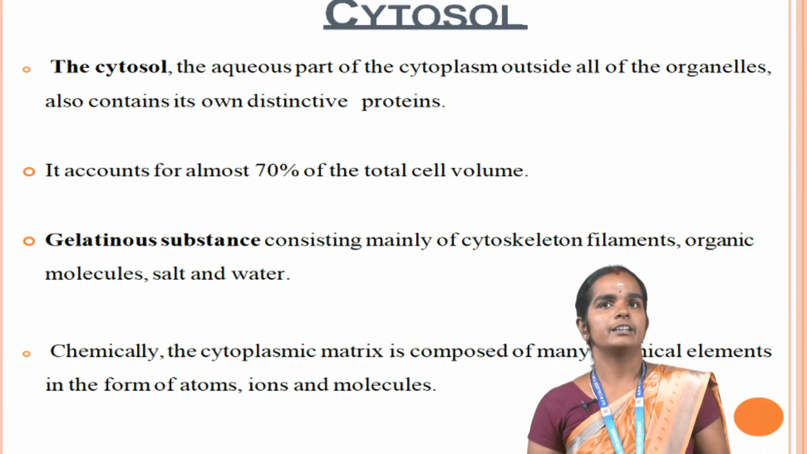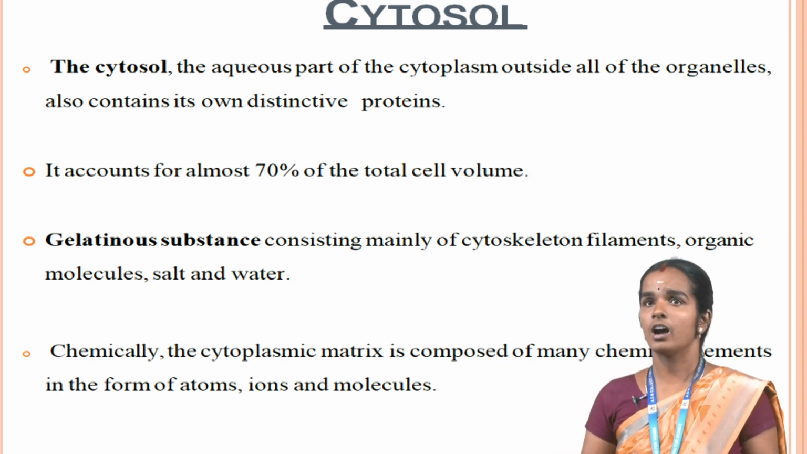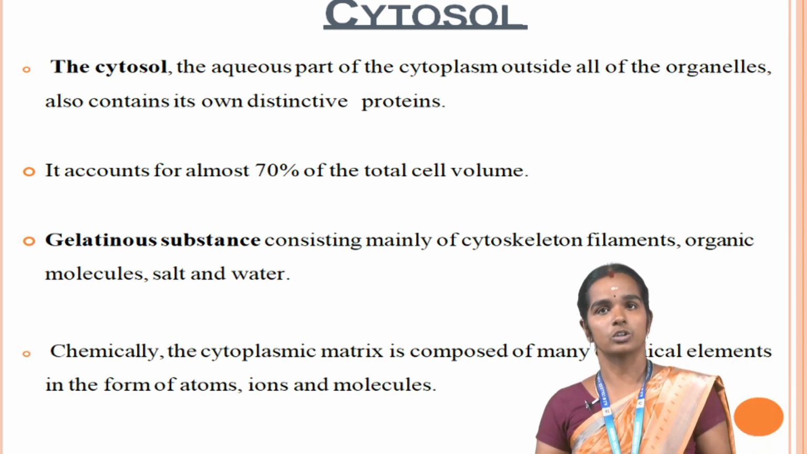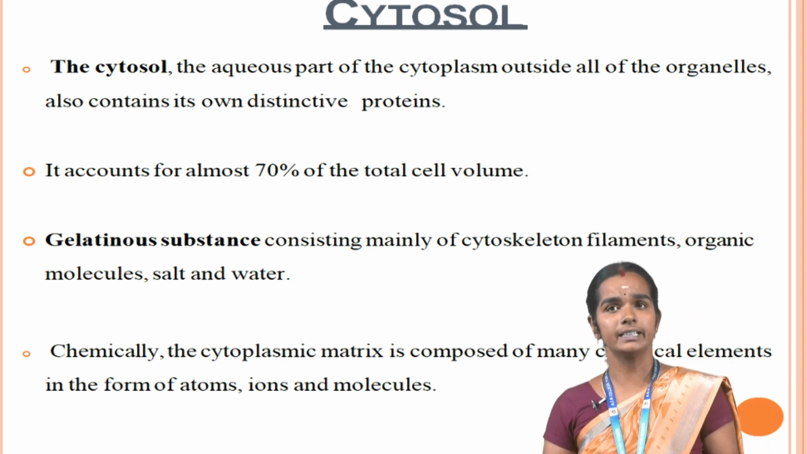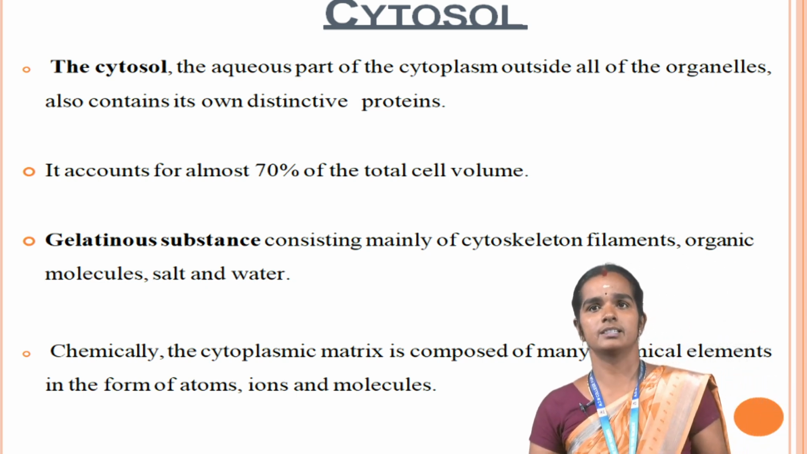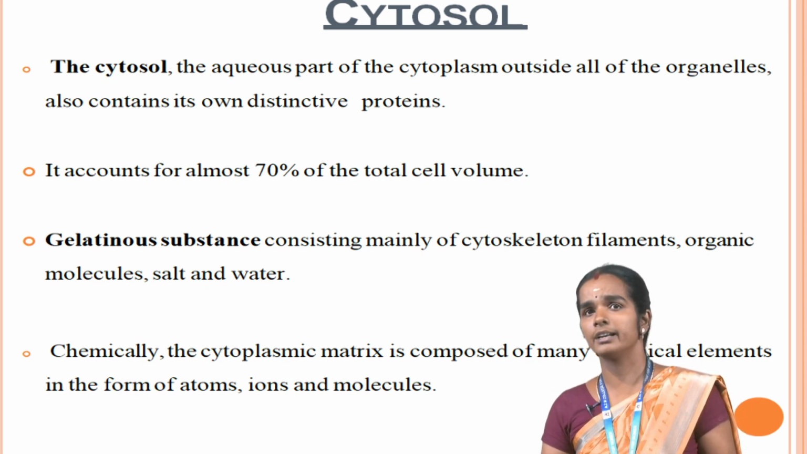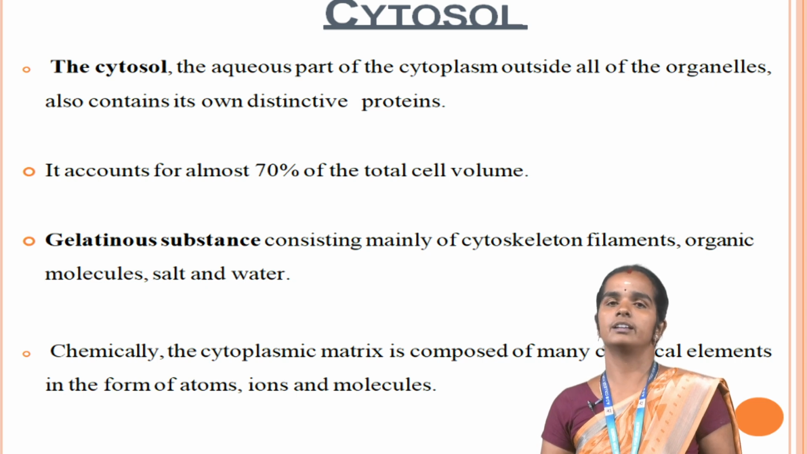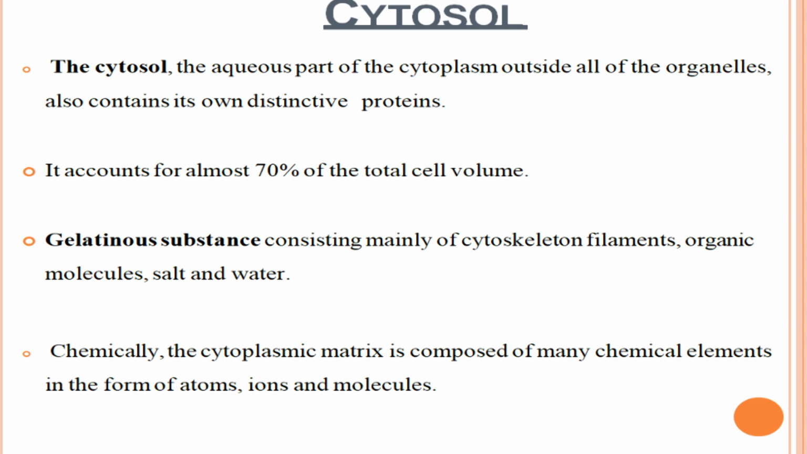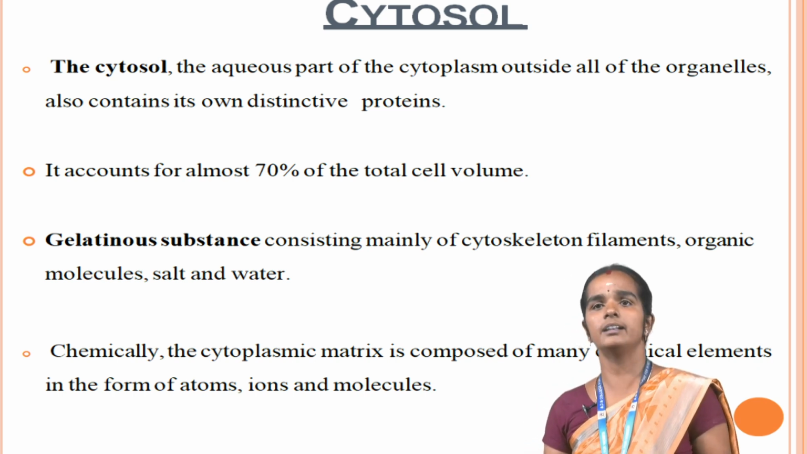Cytosol. The cytosol, the aqueous part of the cytoplasm outside of the organelles, also contains its own digestive proteins. It accounts for almost 70% of the total cell volume. It is a generative substance containing mainly cytoskeleton filaments, organic molecules, salt and water. Chemically, the cytoplasmic matrix is composed of many chemical elements in the form of atoms, ions and molecules.